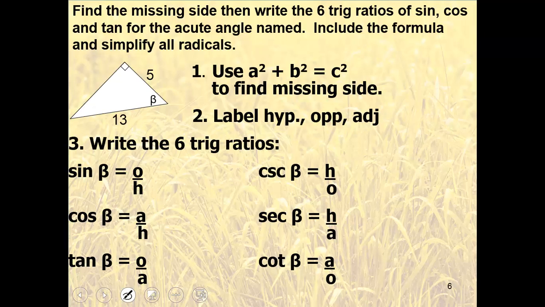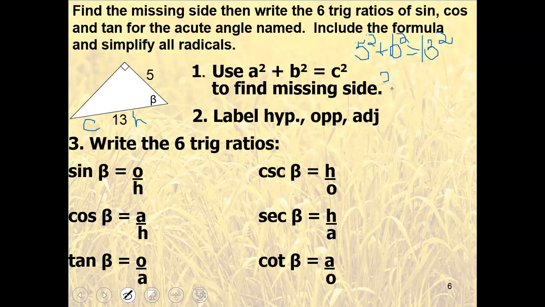All right. Again, sometimes they'll withhold a side from us to make us use the Pythagorean theorem to find a missing side. So in this one, this is my hypotenuse, or C. This must be a leg, so that's an A. So I have 5 squared plus B squared equals 13 squared.